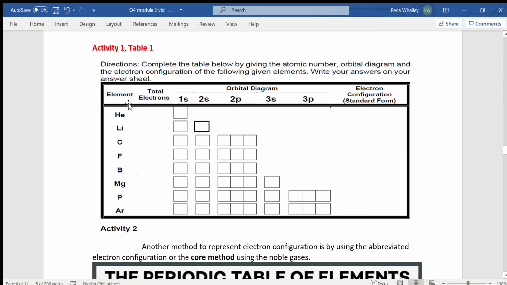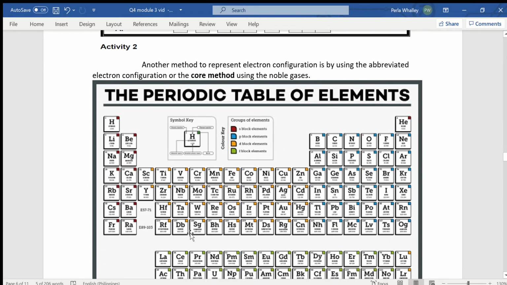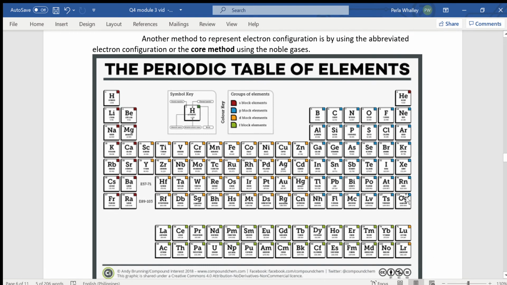Okay, so you need to write down the total electrons, or the atomic number. Just open your periodic table, and on the upper left hand corner of the box, where the symbol of the element is, is your atomic number. It is a whole number. Okay, next, here is your periodic table. I guess you are very familiar with your periodic table.